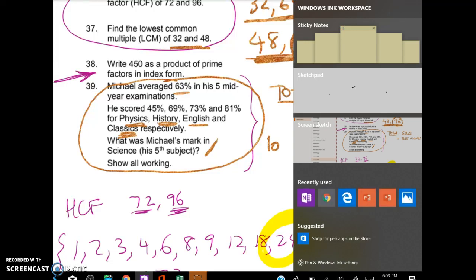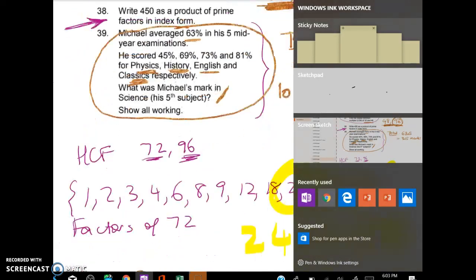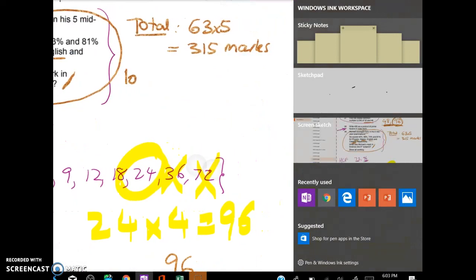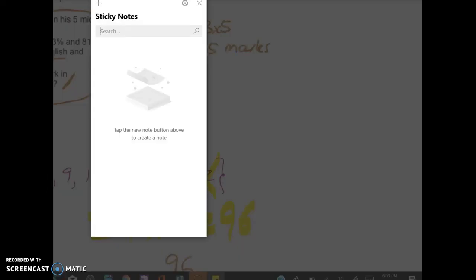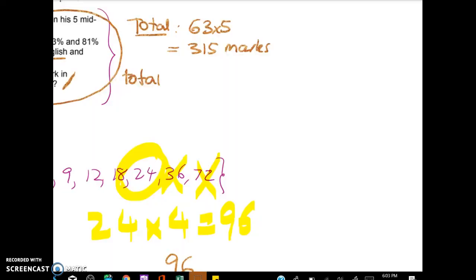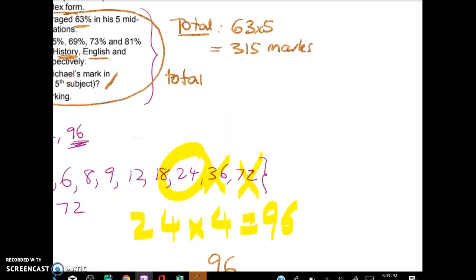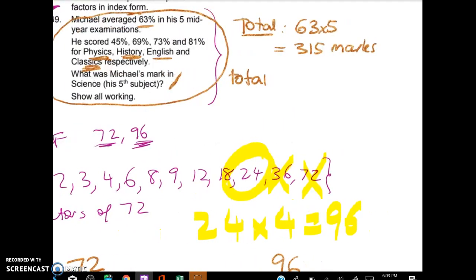Oh, I don't know what happened there. How do I get rid of that? Oh, okay, we'll work over here. Sorry, the maths teacher doesn't know how to work your laptop. Let's get rid of this. Right, we don't want sticky notes, we just want the numbers. Sorry guys, just be patient with me.